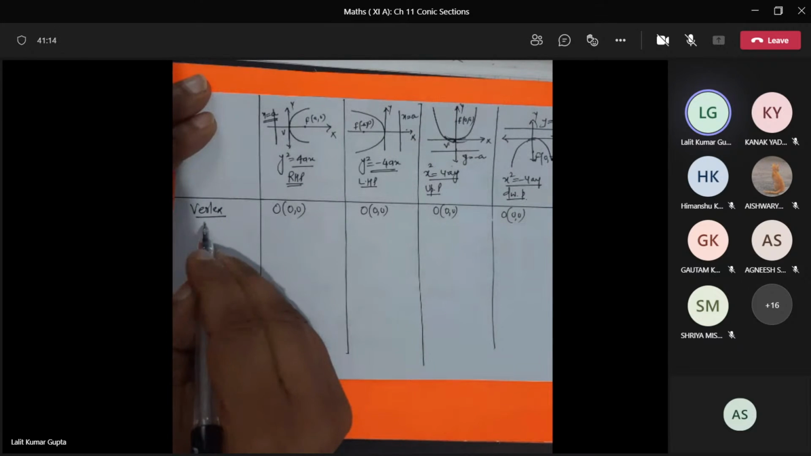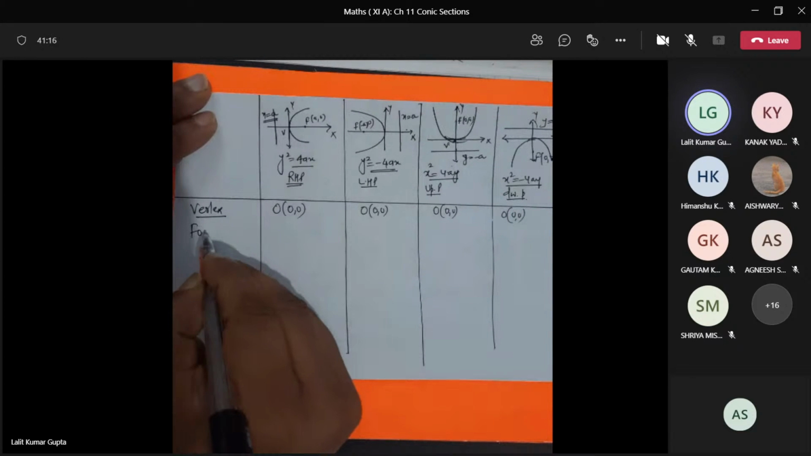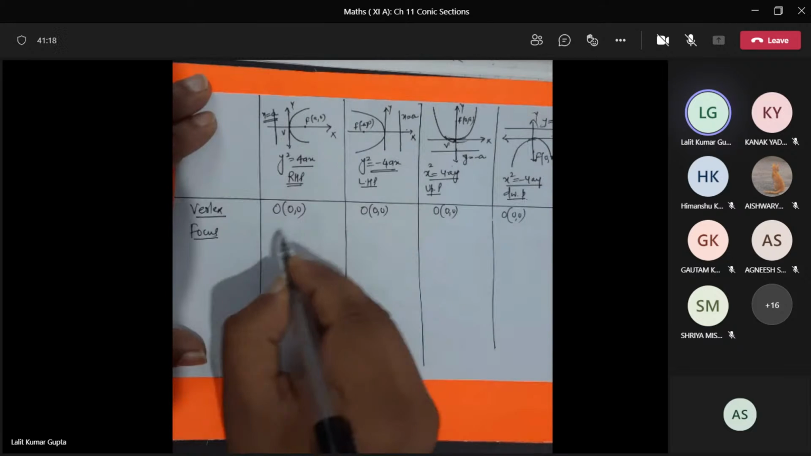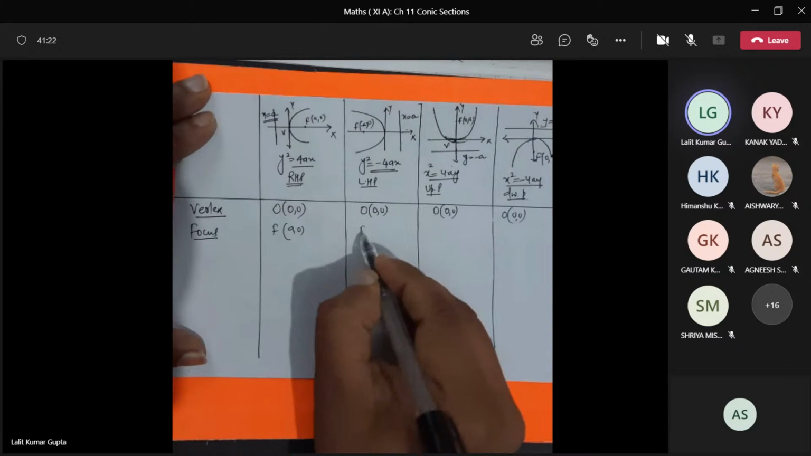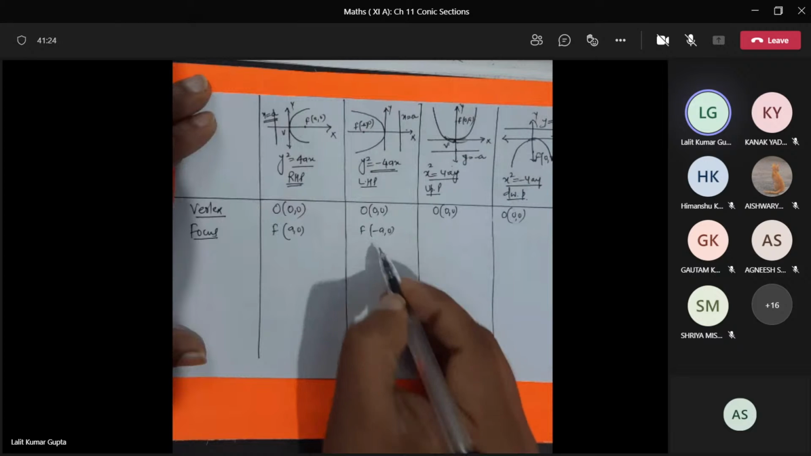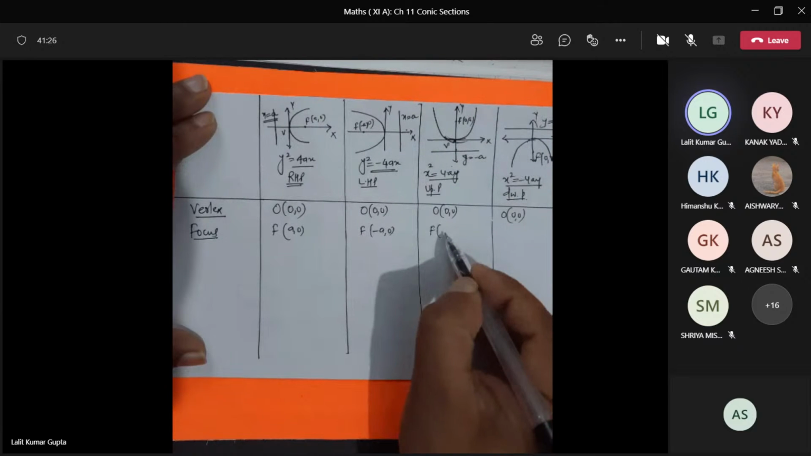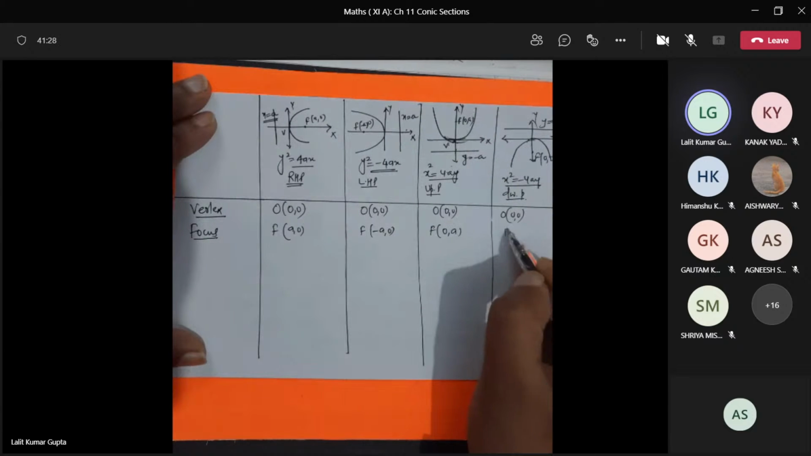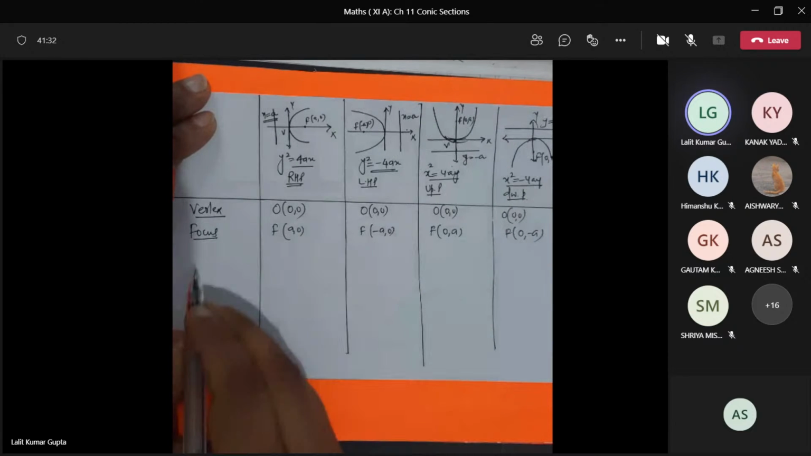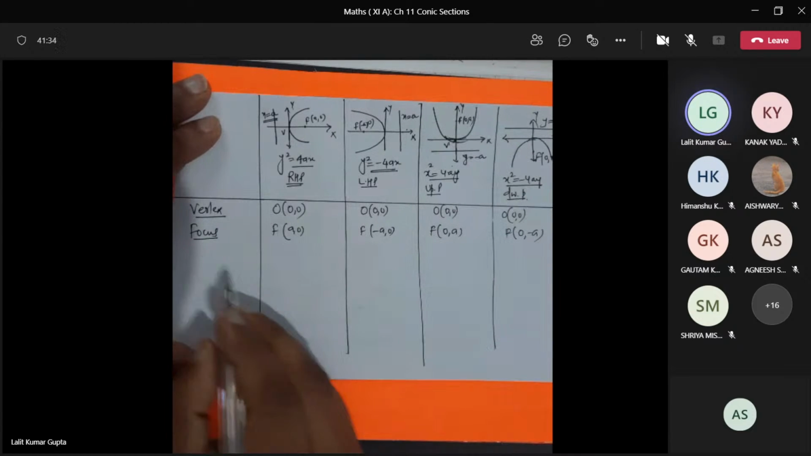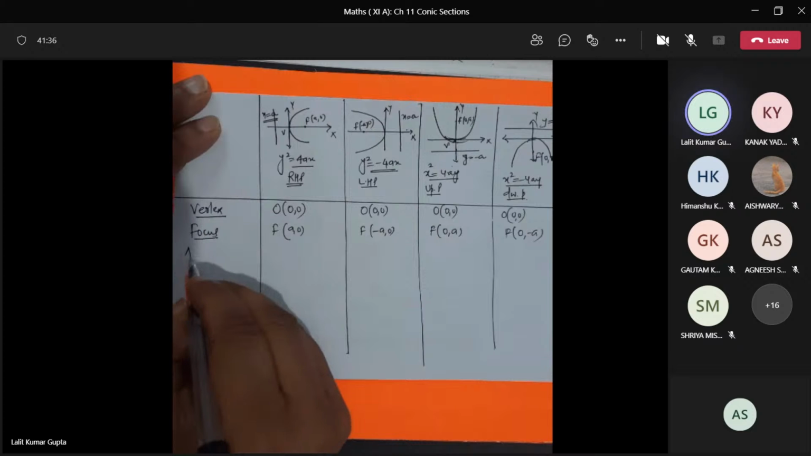Now, next point is coordinate of focus. In each category, in this it is (a, 0). In this, it is (minus a, 0). For the third one, it is (0, a), and the fourth one, it is (0, minus a). F indicates focus beta.